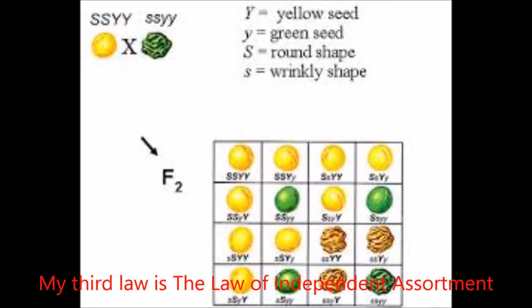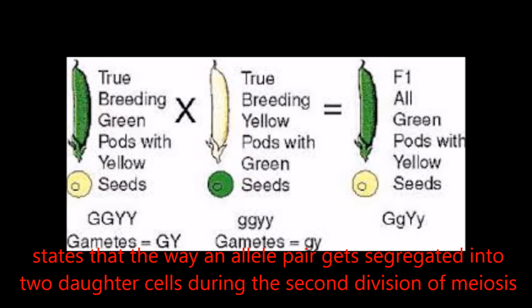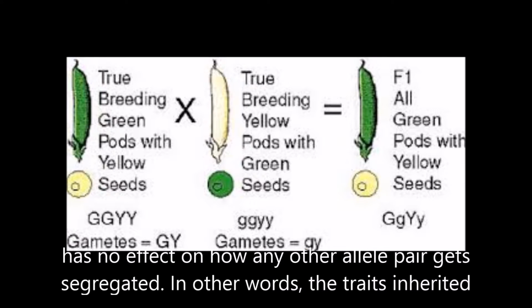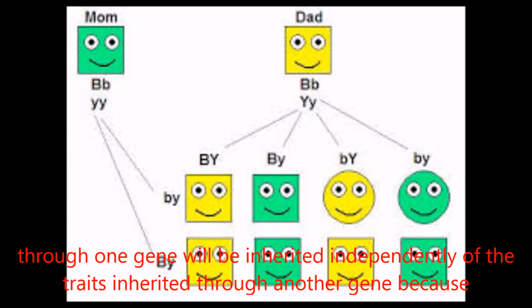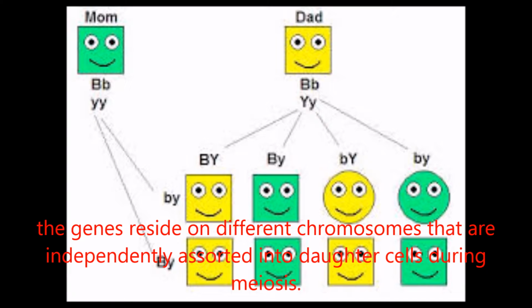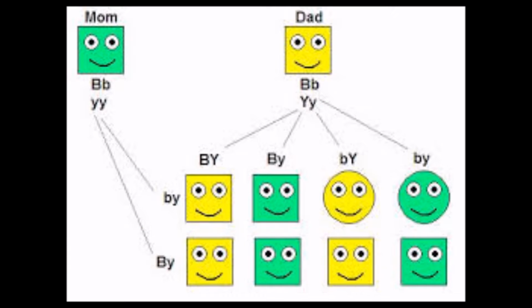My third law is the law of independent assortment. It states that the way an allele pair gets segregated into 2 daughter cells during the second division of meiosis has no effect on how any other allele pair gets segregated. In other words, the trait inherited through one gene will be inherited independently of the traits inherited through another gene, because the genes reside on different chromosomes that are independently assorted into daughter cells during meiosis.